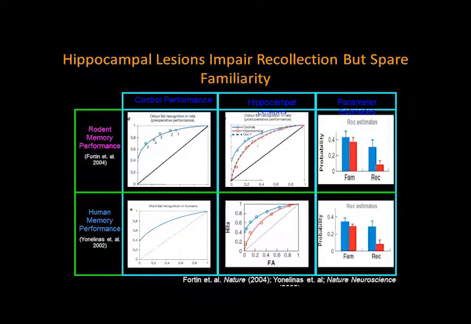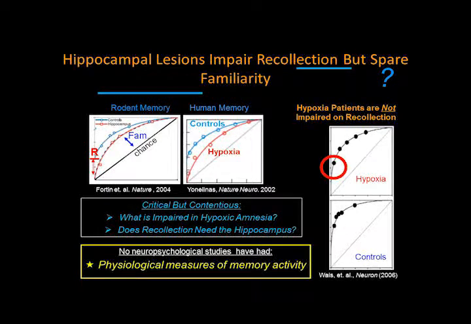Now this is in rodents, and it corresponded really nicely to the work that Andy Yonelinas did in 2002 with humans who had hippocampal damage. And that's what we're looking at down here in this bottom graph. Same thing, normal healthy humans like most of you guys, they're going to be this blue line. Again, we get this nice healthy shape of the bow away from chance as well as this y-intercept. But when humans had hippocampal damage, their recollection estimate went down to nothing. Meanwhile, they kept the ability to do familiarity-based recognition.